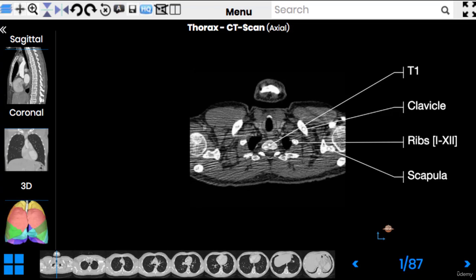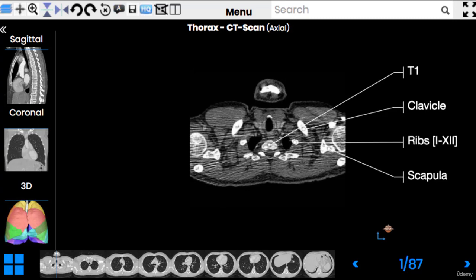The axial CT through the thorax is on our plate today. I'm gonna scroll down from the T1 level to the very T12 level. I'm leaving these bone markings here for you so you can follow me, and we'll try to identify the most important structures which we have here.